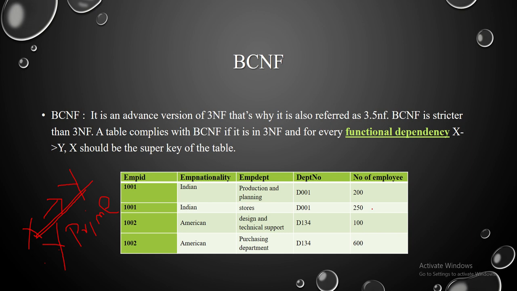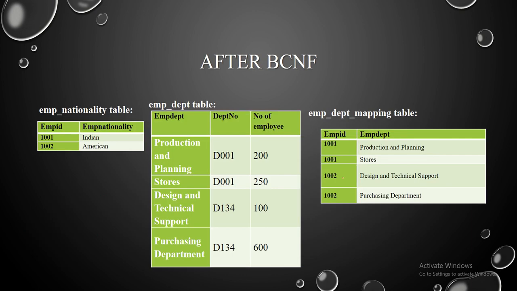To make this table BCNF, the table is split like this. I already told you that the main aim of normalization is to decompose the table into as many small tables as possible without losing information. So this is called BCNF, and we discussed the difference between 3NF and BCNF.